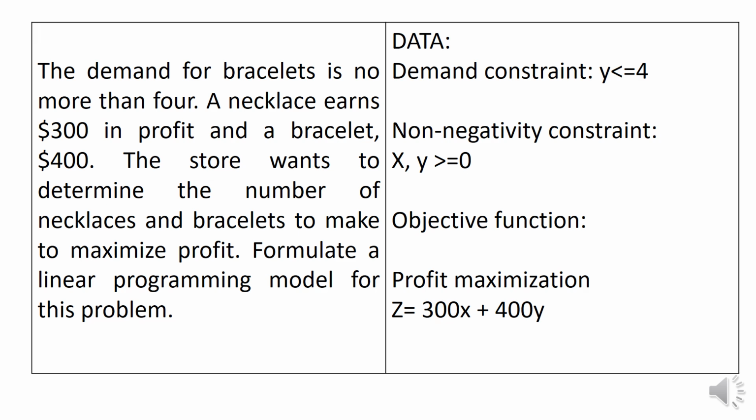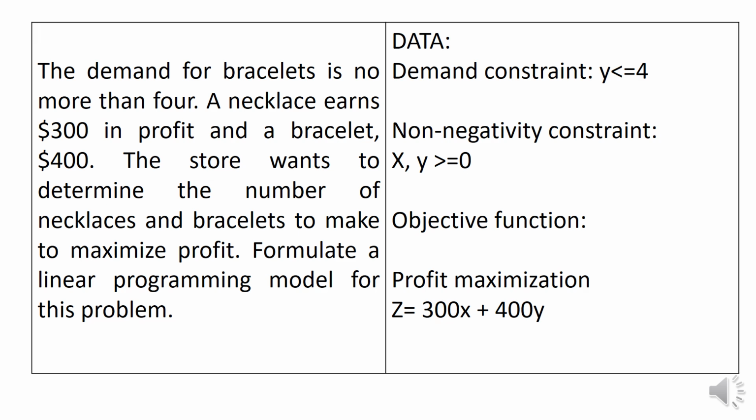And you see the non-negativity constraint must always be there, because there must be some quantity of bracelets and necklaces. It cannot be less than 0. It must be greater than or equal to 0.